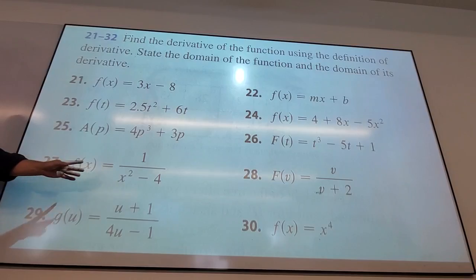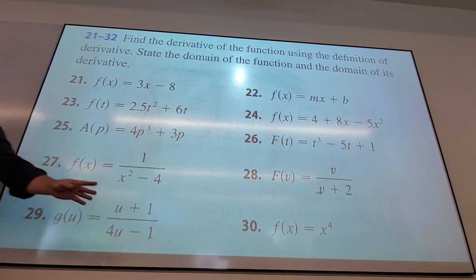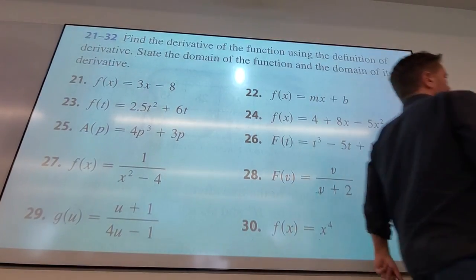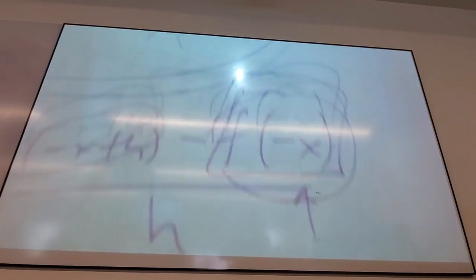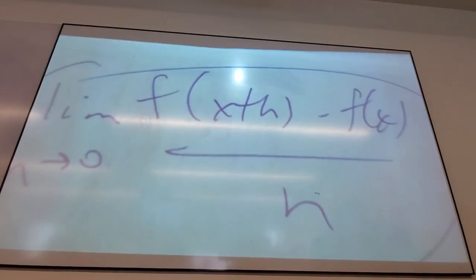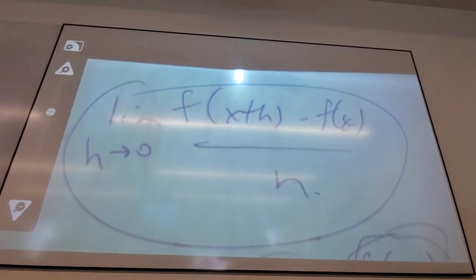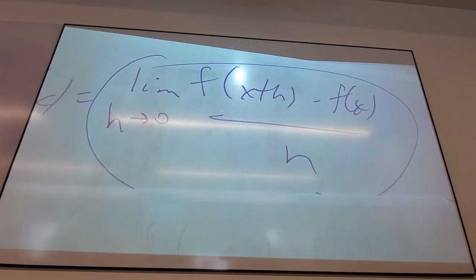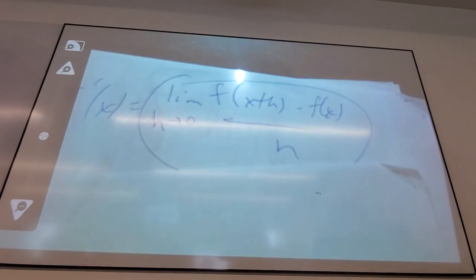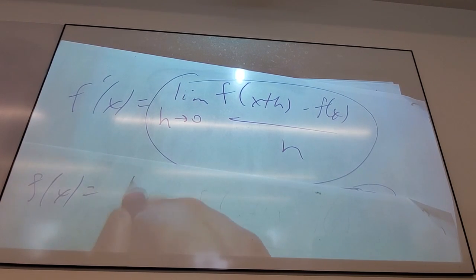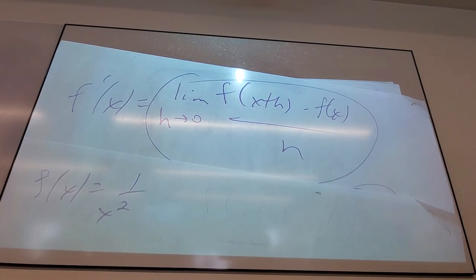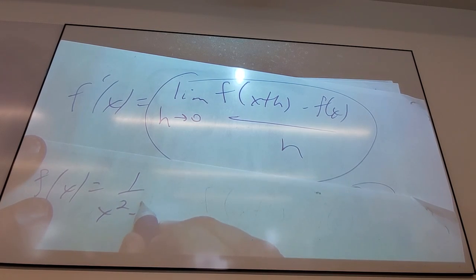So what do I have to use then? Back in chapter 2. Limit definition. Everybody's favorite. Okay, so I've got that written down here. So help me out. Let me remind you guys the function they gave us was 1 over x squared. What was it? Minus 4? 1 over x squared minus 4. Okay, thank you.